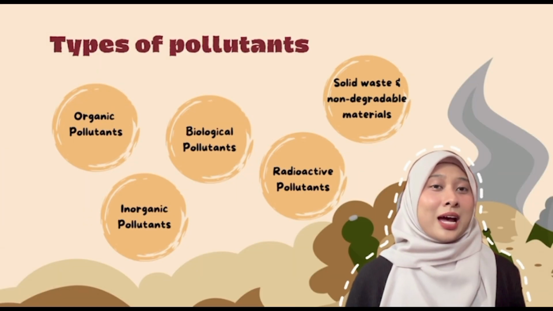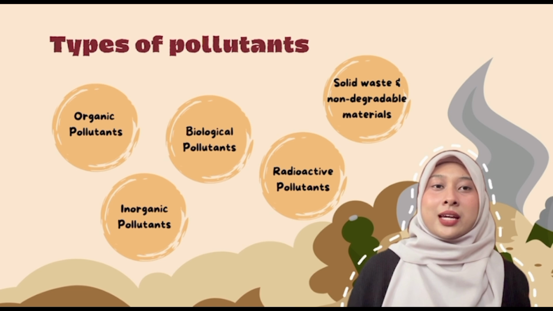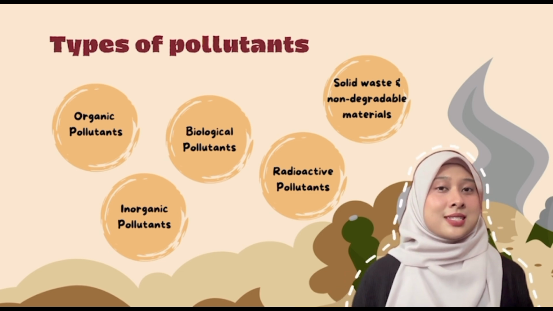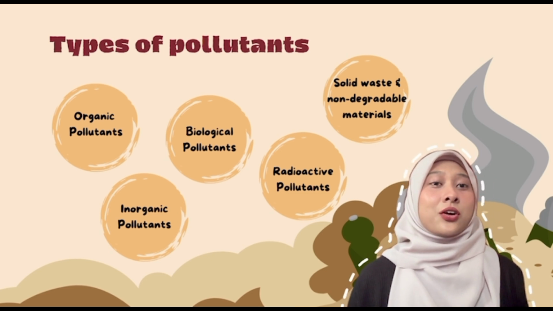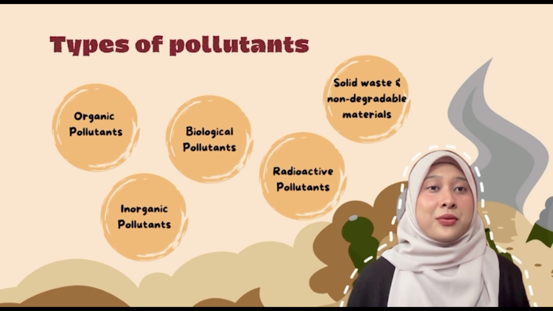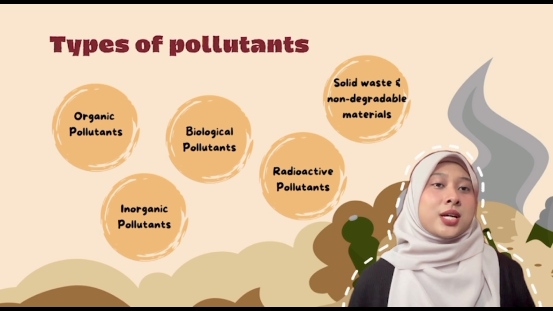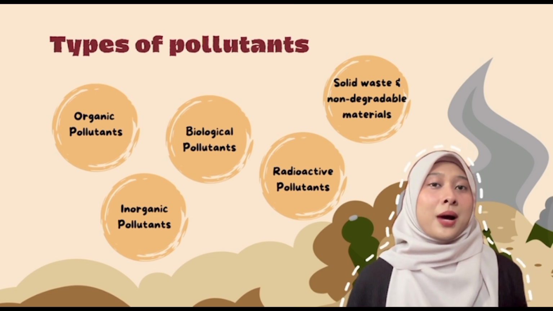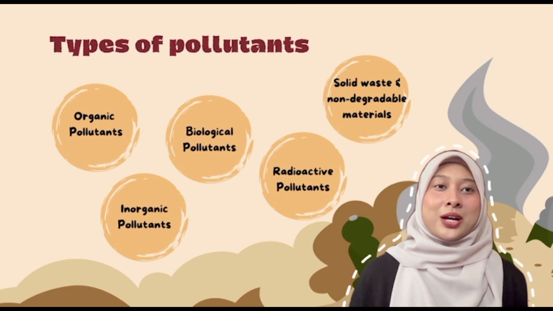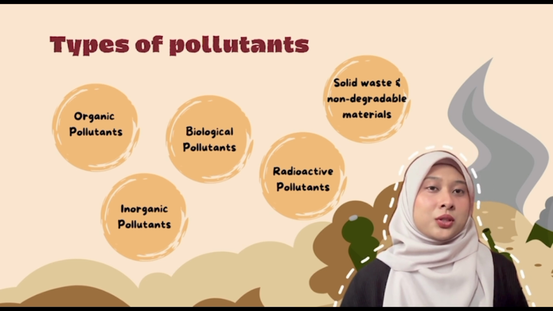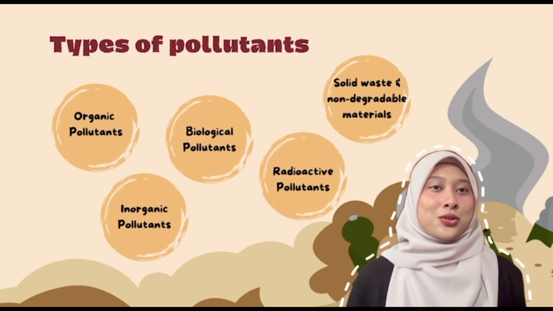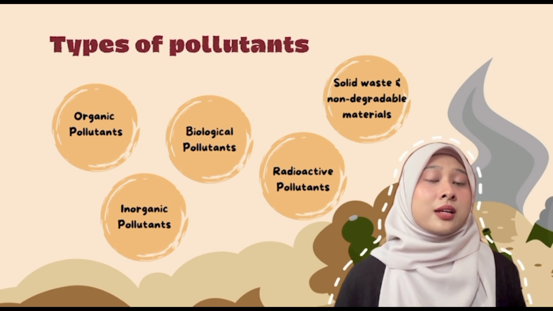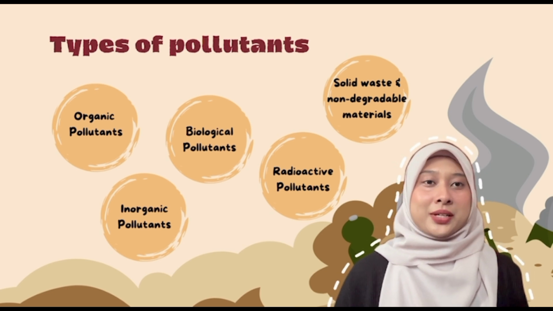Then, let's look at the types of soil pollutants. They can be grouped into several categories. Firstly, organic pollutants like pesticides and petroleum products. Next, inorganic pollutants including toxic heavy metals. Then, solid waste and non-degradable materials such as plastic. After that, biological pollutants which include harmful microorganisms and radioactive pollutants, often from medical or industrial sources. Each of these pollutants can have a serious impact on soil health, crop safety, and even human well-being.